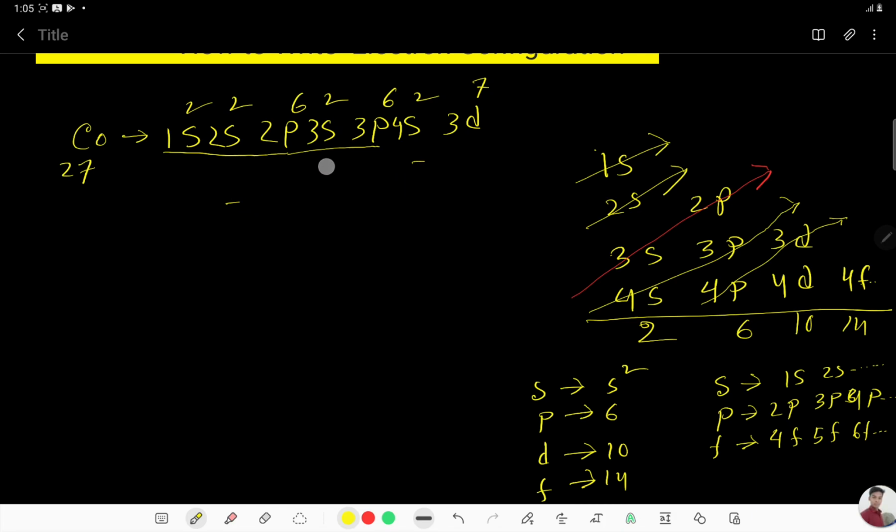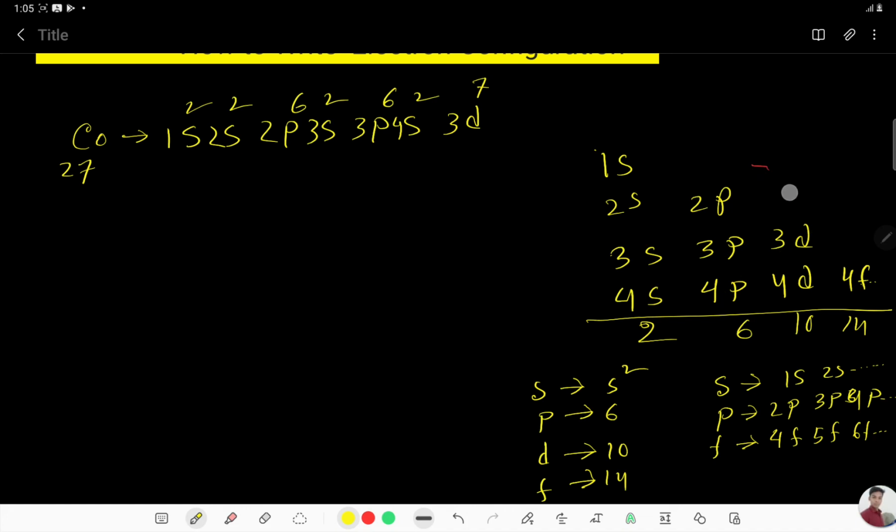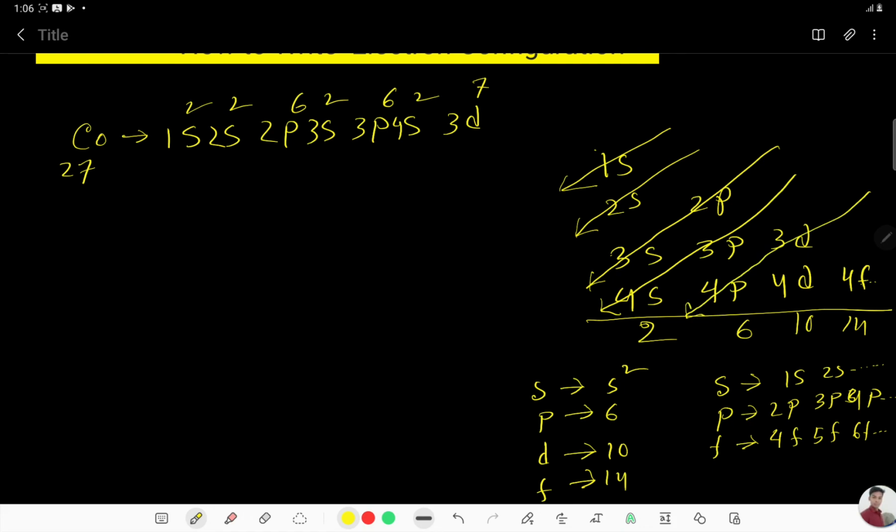Look, if you want to write the electron configuration of any element this way, then you have to draw this line. If you draw this line in this way, this will be wrong. So you have to draw this line like this way: 1s, 2s, 2p, 3s, and 3p, 4s, then 3d, 4p, like this way. You have to draw the line from this side.